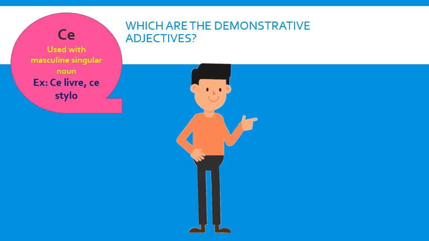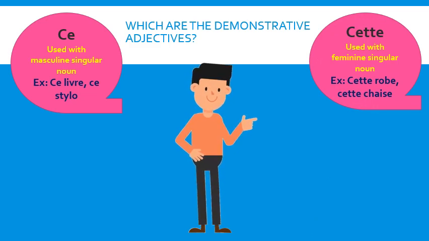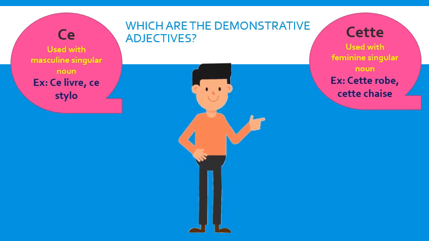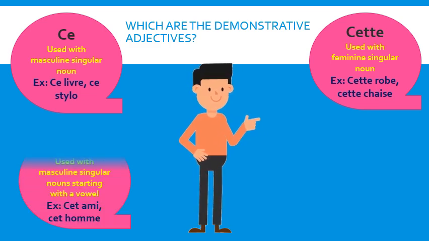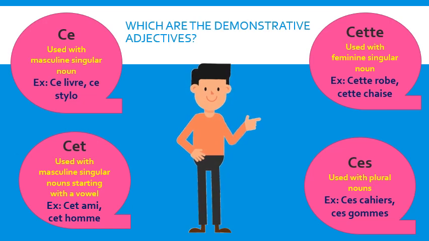Now, there are four demonstrative adjectives which are used on the basis of the gender and number of the noun. The first one is ce, which is used with masculine singular nouns. Example, ce livre, ce stylo. Then next, the feminine singular demonstrative adjective is cette. For example, cette robe, cette chaise. Both the nouns are feminine, so we will use the demonstrative adjective cette.